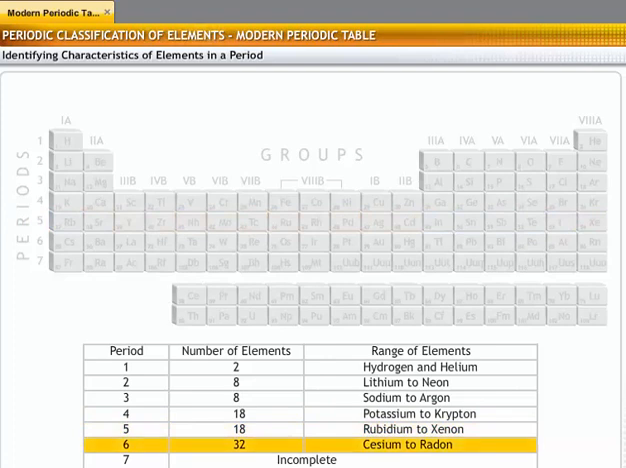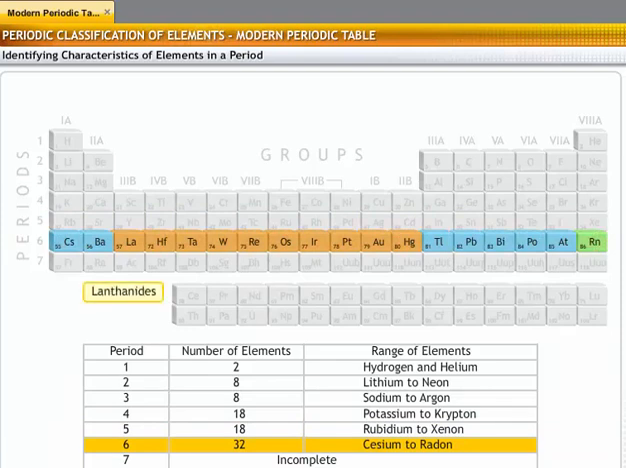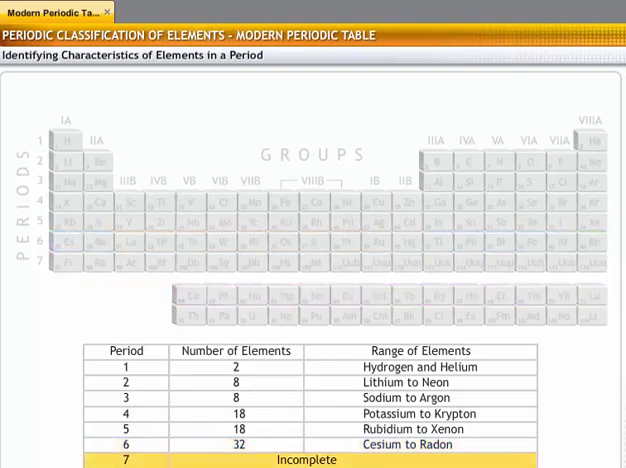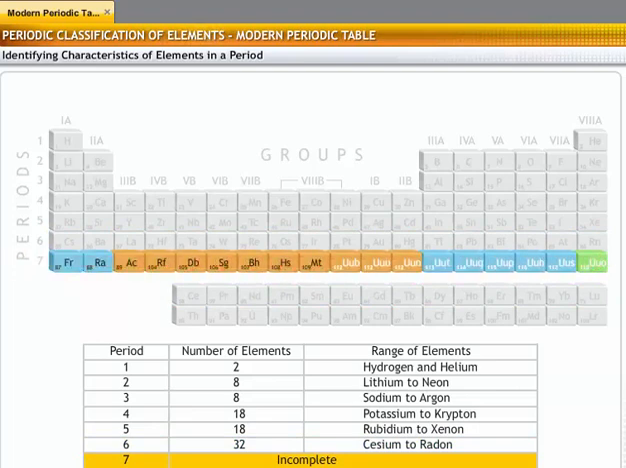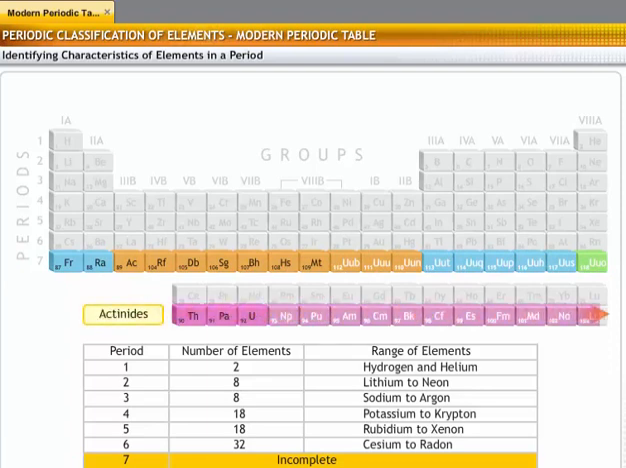The sixth period contains 32 elements, from cesium to radon, which also includes 14 lanthanides, from cerium to lutetium. The seventh period is incomplete at present and can accommodate 32 elements, which includes 14 actinides from thorium to lawrencium. It will be filled up as new elements get discovered, as is expected.